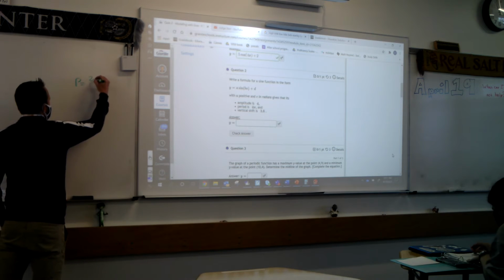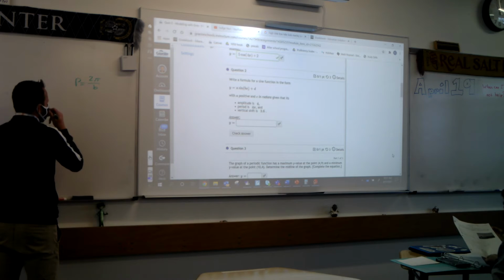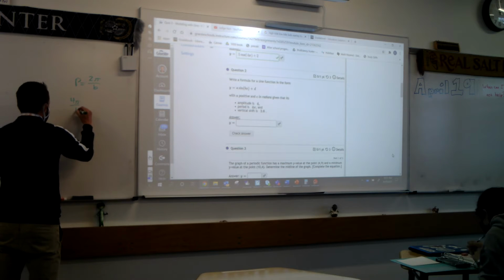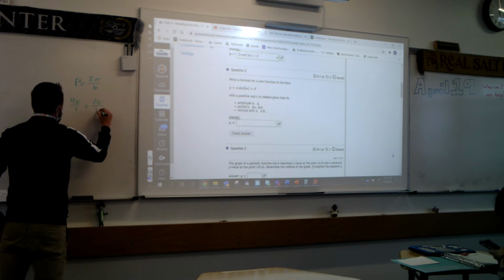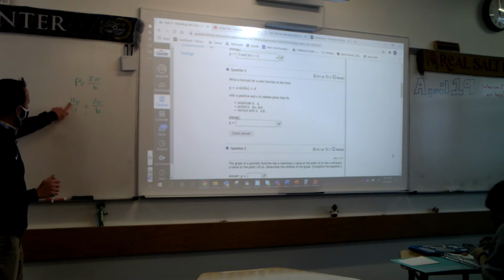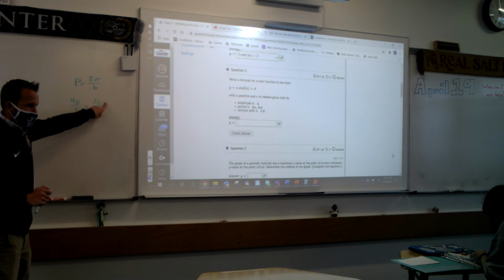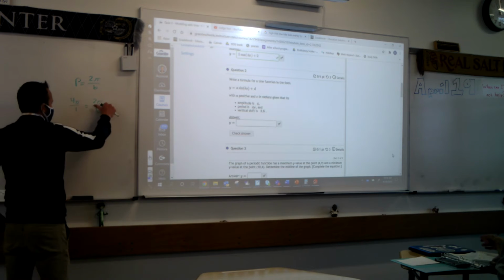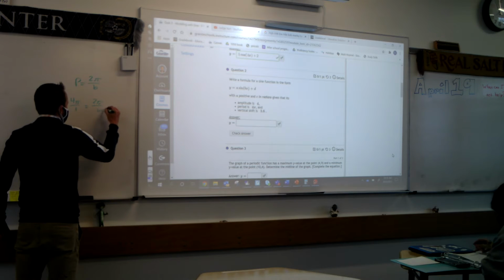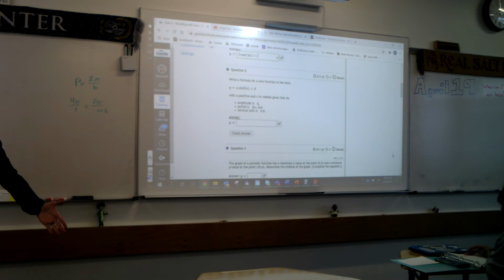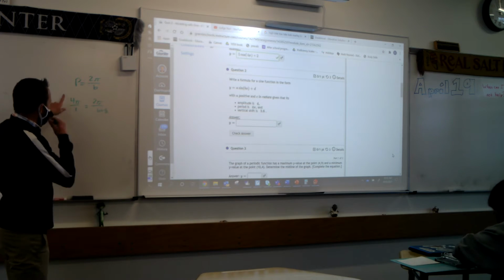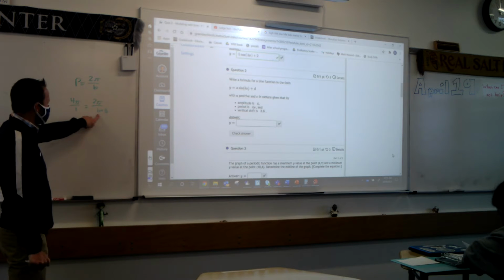Now, let's look at our formula. Period is 2 pi over B. But our period here is going to be 4 pi. So if I look at this as 4 pi over 1 is equal to 2 pi over B. How do you get from 4 pi to 2 pi? You divide by 2, so 1 divided by 2 is 1/2.